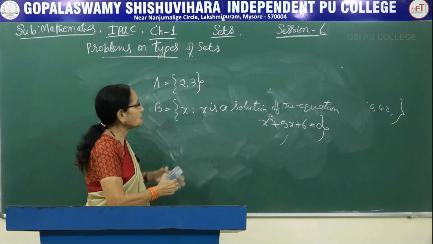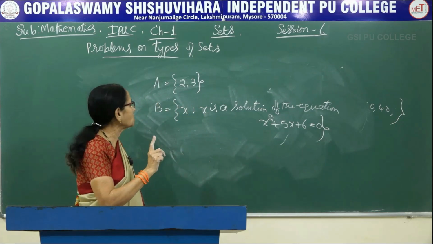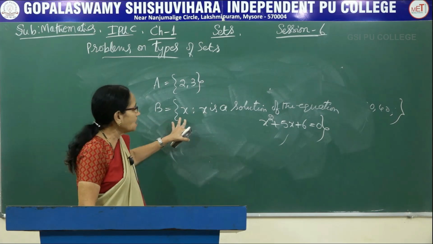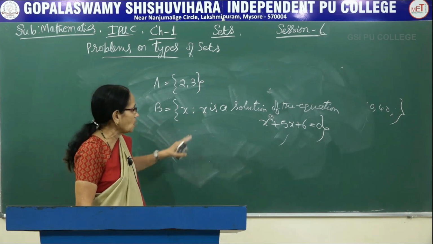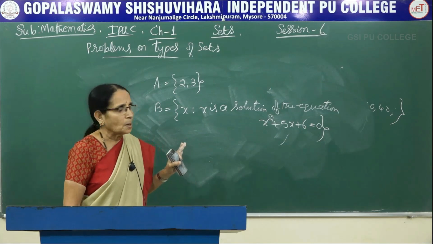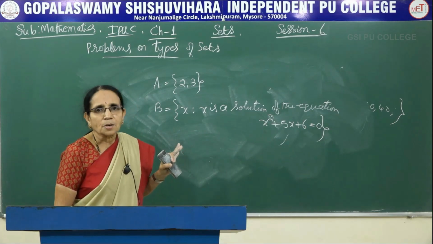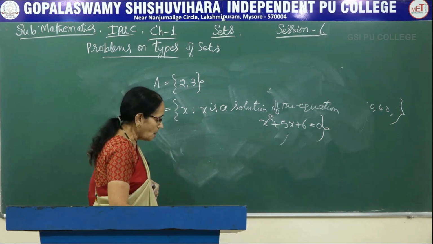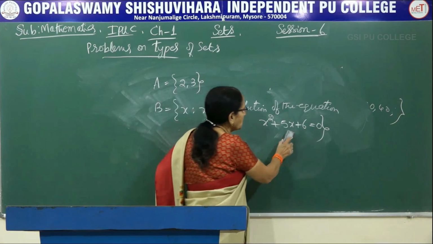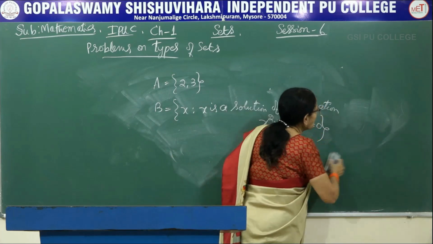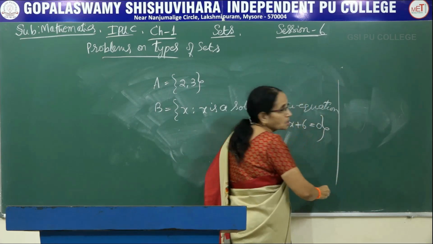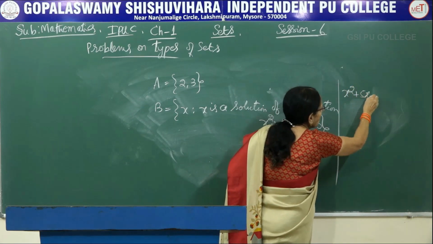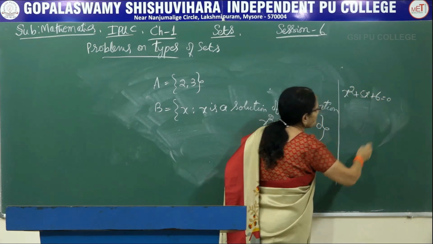So, the set A contains 2 elements. It is given in the roster form. We know the exact elements. Set B is defined like this in the set builder form. X is a solution of the equation x square plus 5x plus 6 equal to 0. Now, what type of equation is this one? You are familiar with that one? It is a quadratic equation. That means first let me solve, because we are interested in the solution of this one.